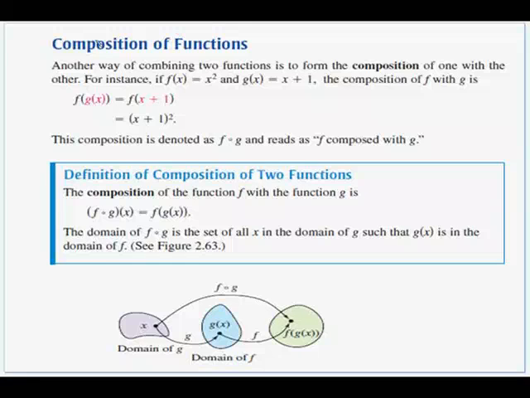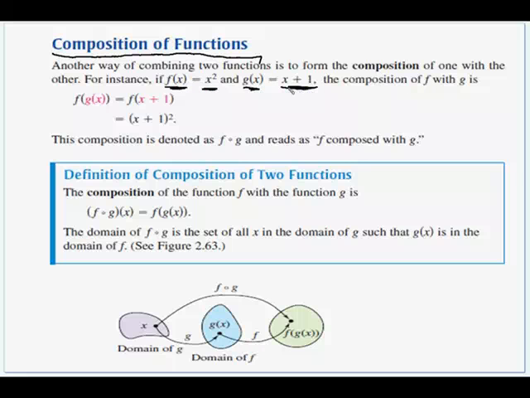Alright, in this video we're going to finish up section 2.6, function composition, and that's what we're going to start with right here, composition of two functions. Another way to combine two functions is to form the composition of one with the other. For instance, if f of x is the x squared function and g of x is x plus 1, the composition of f with g is f of g of x, which is f of x plus 1, or x plus 1 squared.